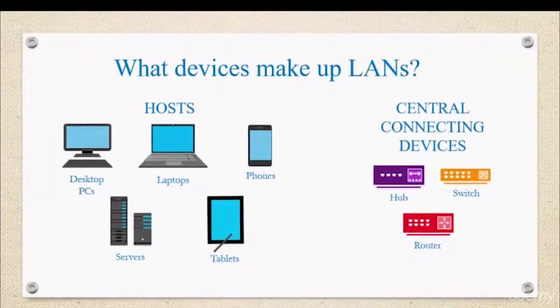All right, so what devices make up a local area network? We have hosts like your phones, your laptops, desktop PCs, servers, and tablets. And we also have central connecting devices, which are your hubs, your switches, and your routers. Now, we typically interact as users with host machines, and those host machines then connect to central connecting devices, which are responsible for relaying our data to other host machines.